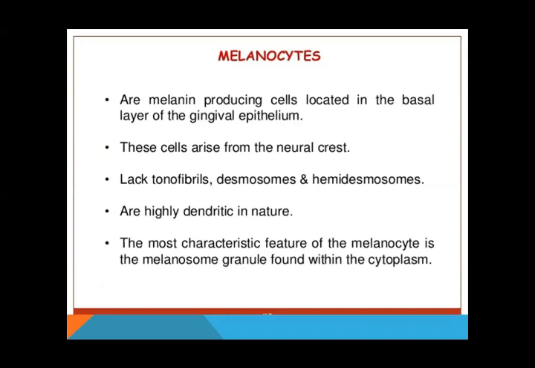The first is the melanocyte, or melanin producing cell, located in the basal layer of the gingival epithelium. These cells arise from the neural crest, lack tonofibrils, desmosomes, and hemidesmosomes, and are highly dendritic in nature. The most characteristic feature of the melanocyte is the melanosome granule formed within the cytoplasm.